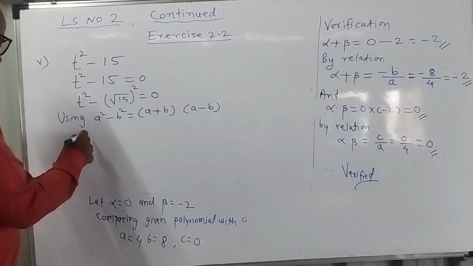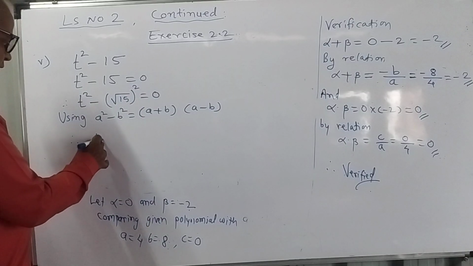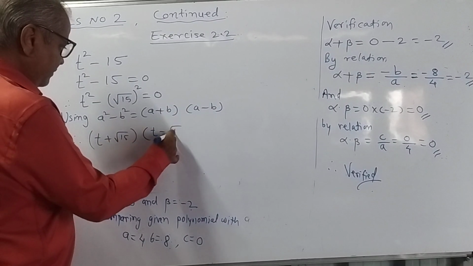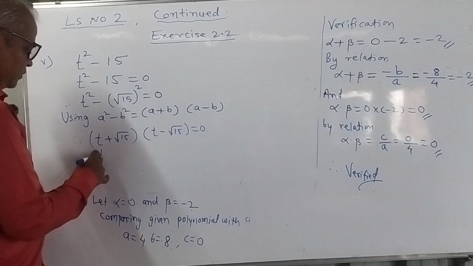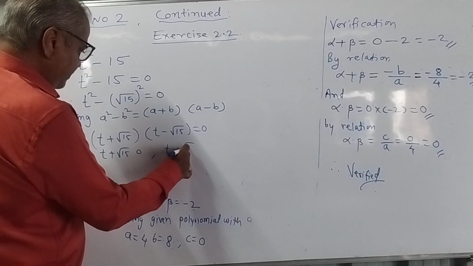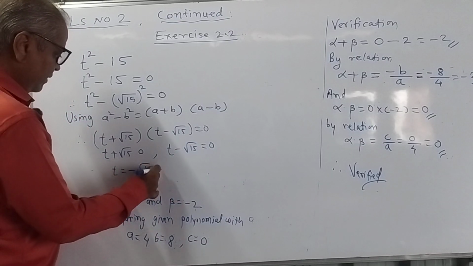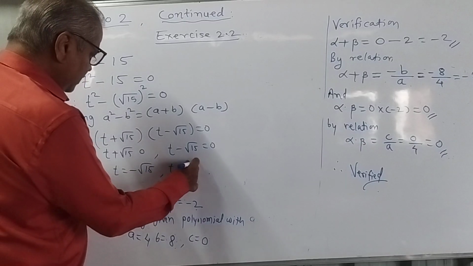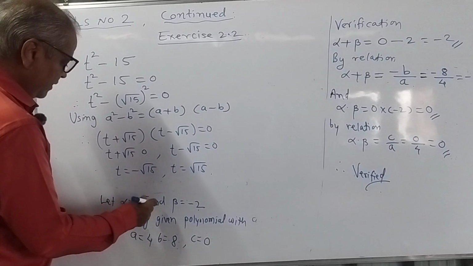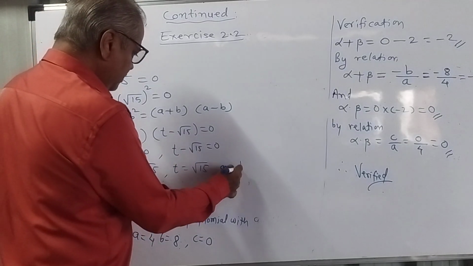First bracket a plus b, second bracket a minus b. So a is t, therefore t plus root 15, t minus root 15 is equals to 0. So t plus root 15 is equals to 0, t minus root 15 is equals to 0. So t is equals to minus root 15, t is equals to plus root 15. So alpha is equals to minus root 15 and beta is equals to root 15 are the zeros.